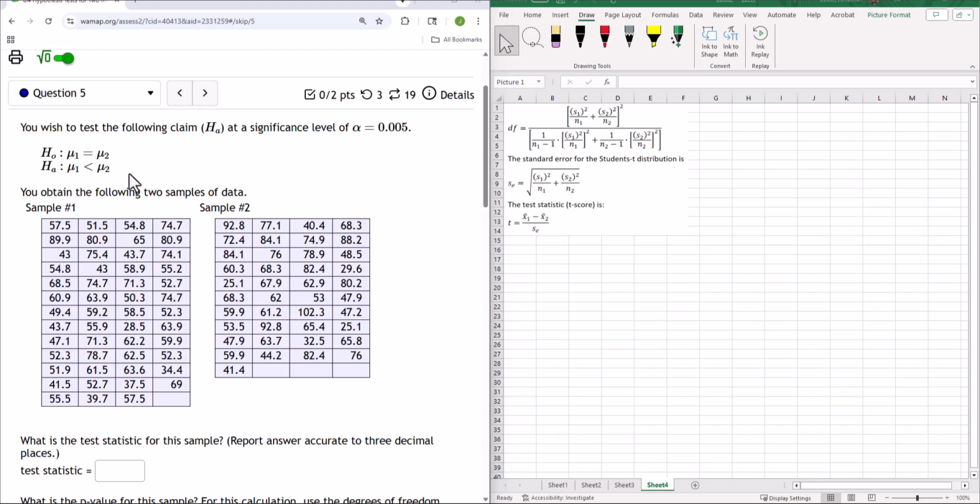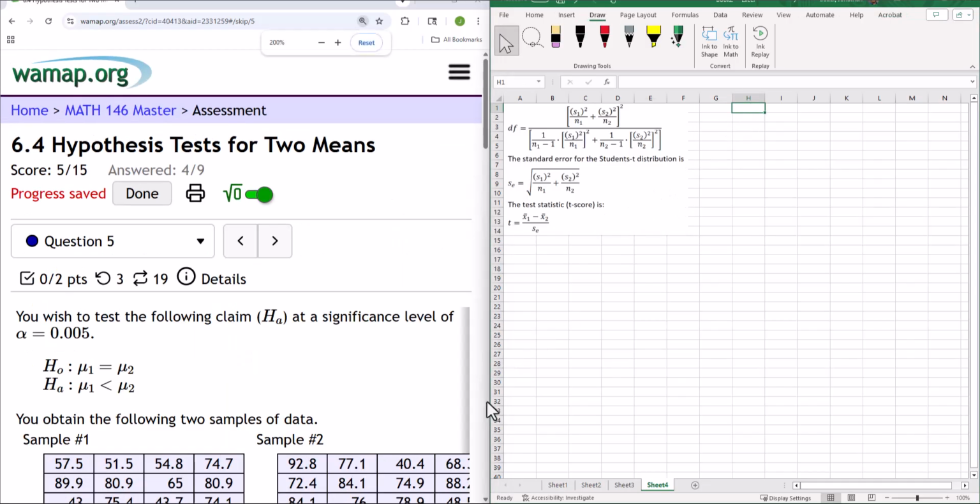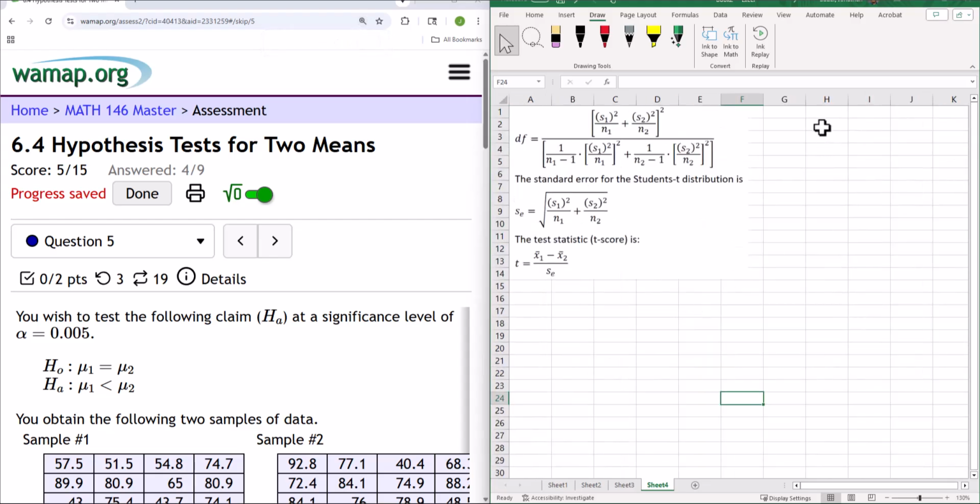All right, here we are with another example on a hypothesis test for two means. We wish to test the following claim at the significance level of alpha equals 0.001. So I'm going to go ahead and put that over here.